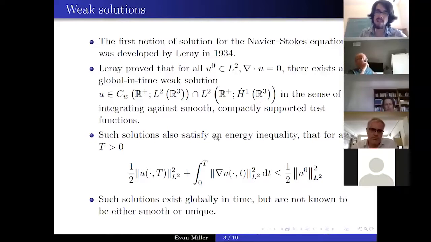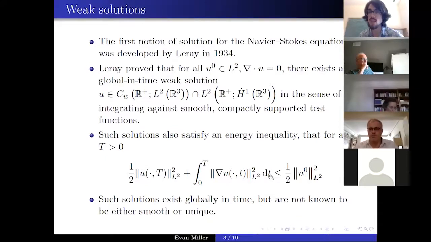Such solutions have to satisfy an energy inequality, that for all t greater than zero, this is the energy at a given time, 1/2 the L2 norm of u squared. This is 1/2 mv squared, where m is normalized to be one, since we set the density to be one. And this is the amount of energy dissipated due to viscosity. Now for a smooth solution, this is an energy equality. We can use the fact that the gradient of pressure is orthogonal to u in L2, and the advection term doesn't change the L2 norm, to get this to be an equality.